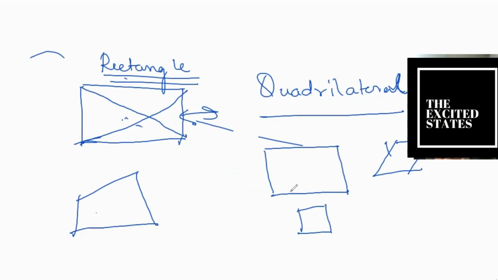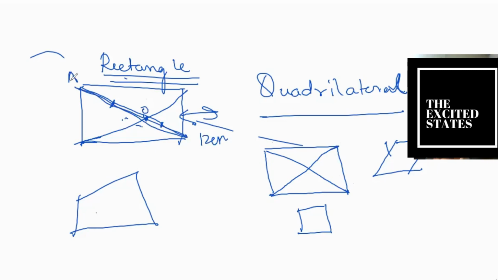Any figure, if you join the opposite vertices, they are called the diagonals. So diagonals of a rectangle bisect each other. Means this is equal to this. Suppose this whole diagonal is 12 centimeters.